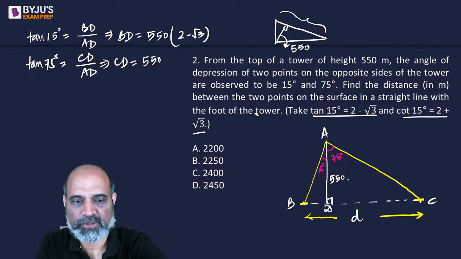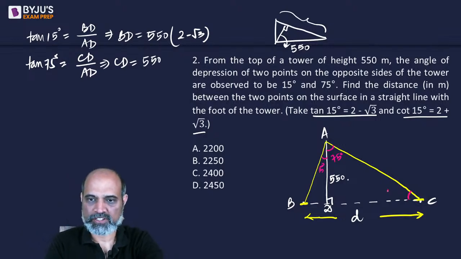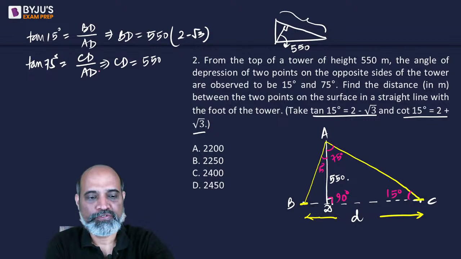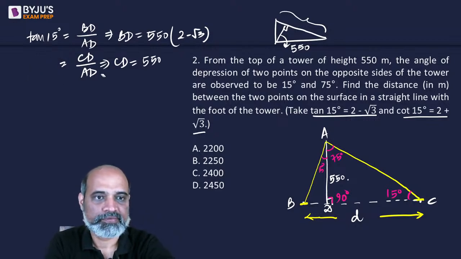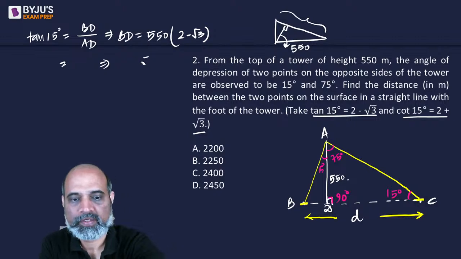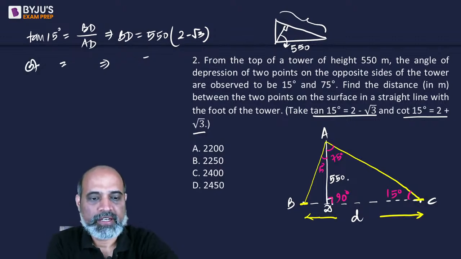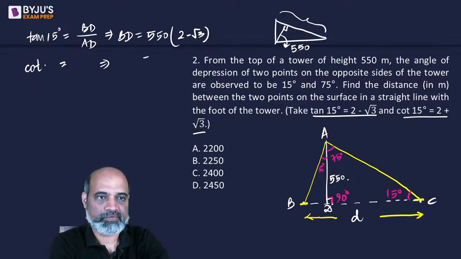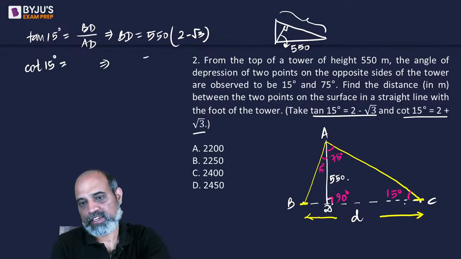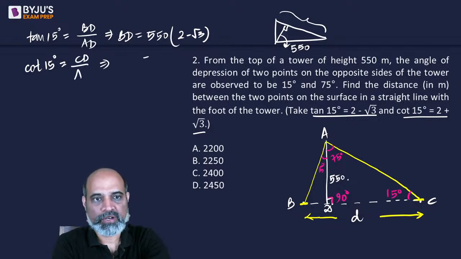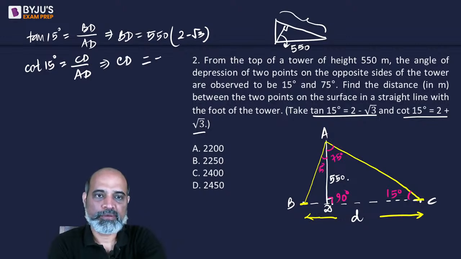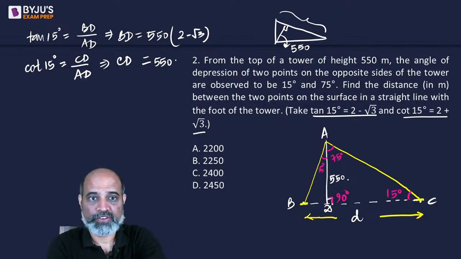Okay, let's look at this. If this is 75, this has to be 15, right? So that the sum of the angles is 180 in the triangle ADC. So if we take cot 15 degree now, let's use it directly. Cot 15 degree is going to be CD upon AD. So from here, CD is not known. So CD will be 550 into cot 15. Cot 15 is 2 plus root 3.